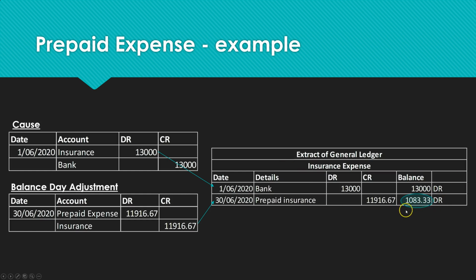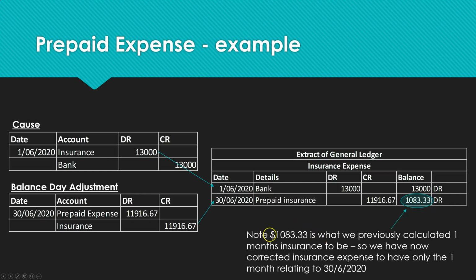And that's why it was really important at the start to identify how much should be in there. Only 1 month's worth. And if you can confirm that at the end of the process you've got 1 month in there, then you've done it right. So the 1,083.33 is what we calculated on a previous slide for 1 month's insurance to be. So if you've forgotten where we got that, just go back in the video a bit where we calculated it. So we've corrected it, we've fixed the problem. We have the correct insurance expense in our profit and loss statement for the 2020 financial year.